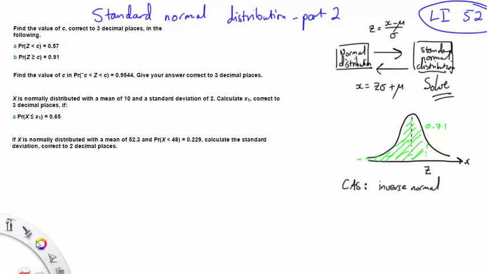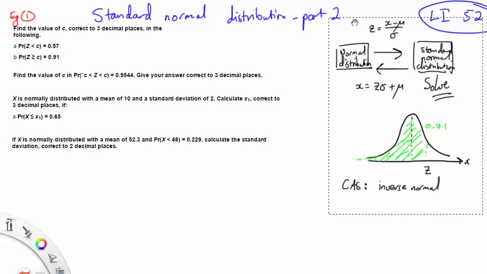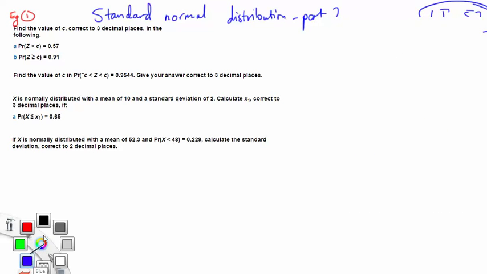Alright, let's have a look at a few examples. Here's example 1. Find the value of c in the following. So the probability of z, our continuous random variable, being less than c is 0.57. Find the value of c. Alright, I'm going to do this over here. I'm going to make some room. Alright, I'm going to draw a picture to make it a bit clearer what we're doing.